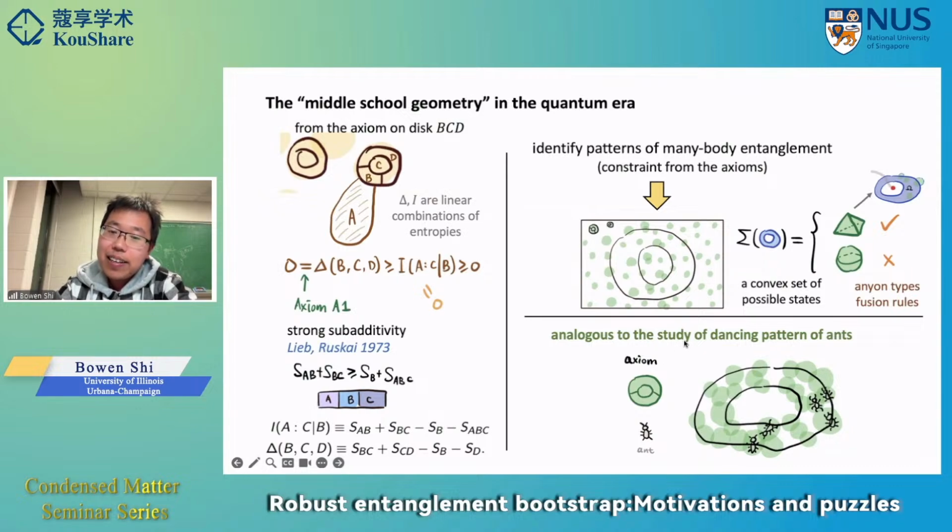And it's analogous to the study of dancing patterns of ants. Ants are small things, and they interact with each other in somewhat simple ways. But if you have a lot of them, you can find very interesting emergent phenomena. And this aspect is very similar to what we do here, because we keep talking about small balls and how the small balls are related to the rest of the system. It turns out from there we can understand what's going on at a much larger length scale.